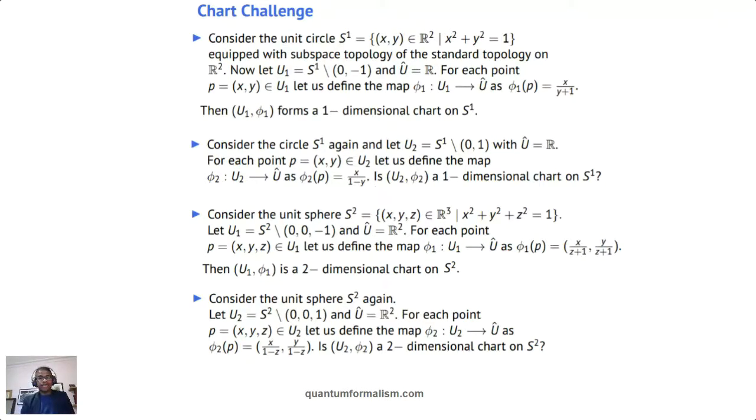The recommendation is, and that's one of the reasons that I split the definition, that in each concept you are able to practice. So my recommendation is, first of all, verify the stuff here, and then maybe construct other charts. Chart the circle with other charts. Chart the sphere with other charts. And maybe consider other spaces to see if you can chart them. Okay, so that's the chart challenge.